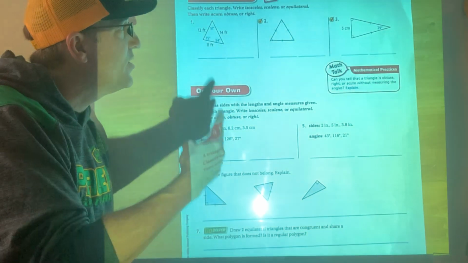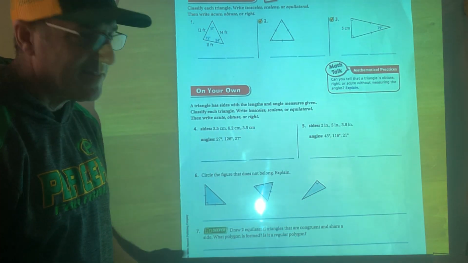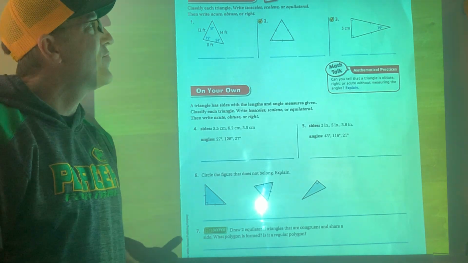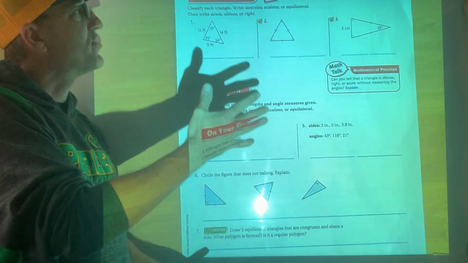All right, here we are, page 3 of triangles. Now I don't have to draw anything anymore, so this should be a little bit easier for us as we go along. So classify each triangle.